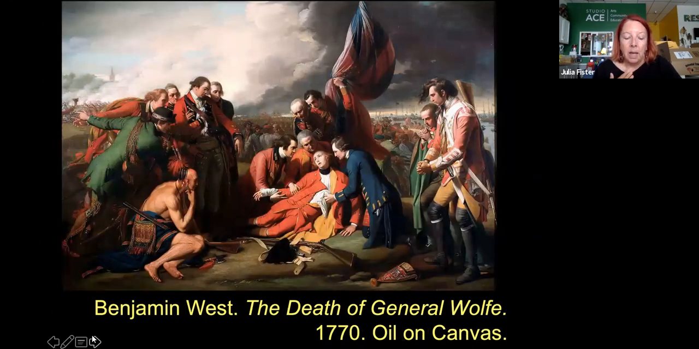Now in Britain, Benjamin West was one of the main neoclassicists, and he actually took on kind of a more contemporary message, and he emphasized moral virtue and Enlightenment rationality. There were other artists, such as Joseph Wright of Derby, who created works informed by scientific invention.